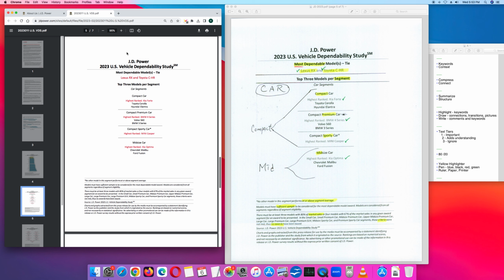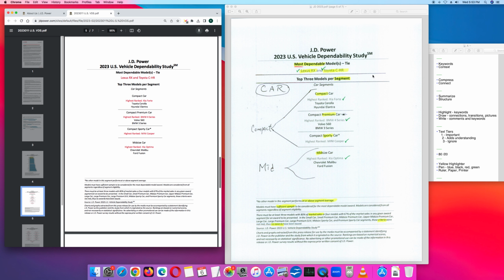So here I'm really demonstrating the connections, the structure, the context part of the process. What I did here is the top brands, I put a green check mark. I highlighted keywords. I drew lines between major breaks, and then I wrote words to help me understand what this is all about. Again, we're talking about vehicle dependability, 2023, 3 years, problems per 100 vehicles over a 3-year period.